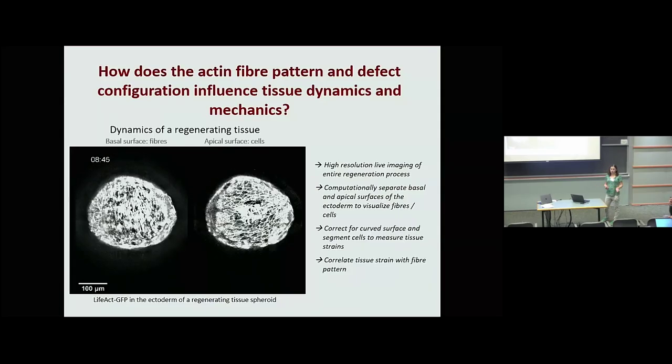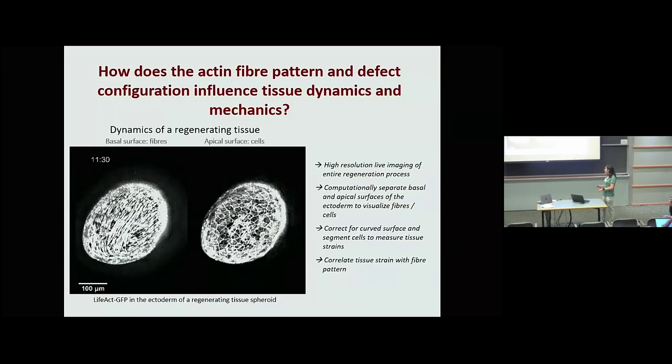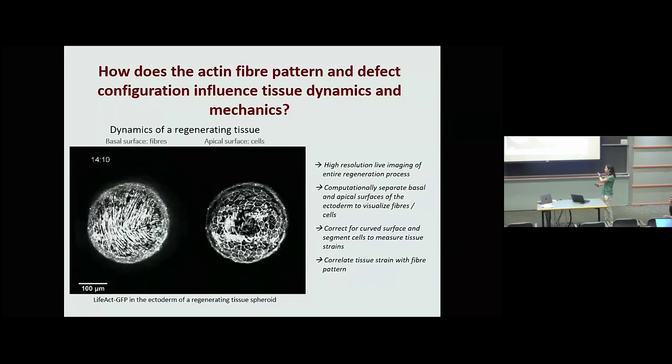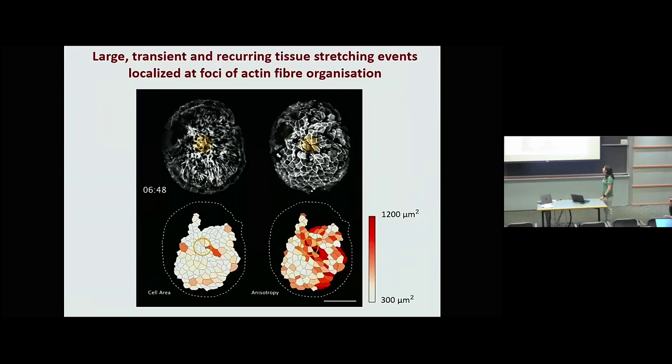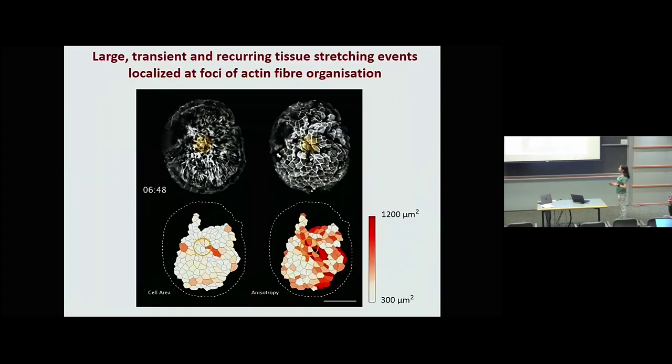And then we also wanted to do this quantitatively, so we need to segment the cells and also correct for the geometry, because I'll remind you that this whole thing is actually a very curved surface. Okay, what's the left and right there? On the left are the fibers, and on the right are the outlines of the cells. Okay. And so now that we have this possibility, yes.